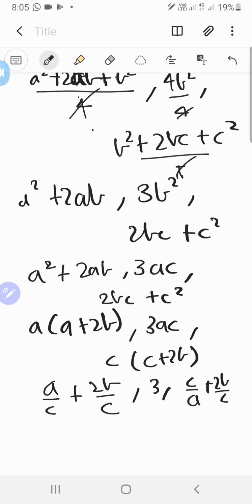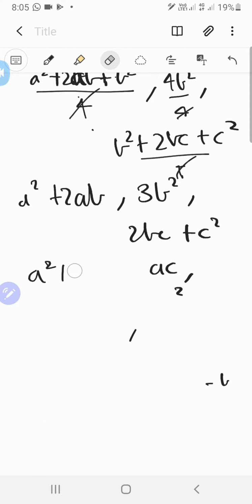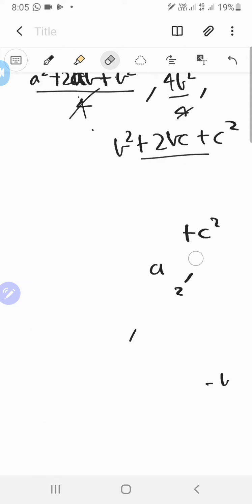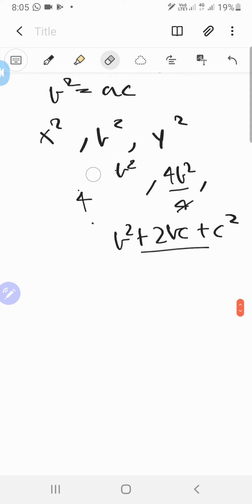Wait, something is messed up over here. I don't think we are going correctly. Right. Most likely we are not going correctly. Just do this once again.